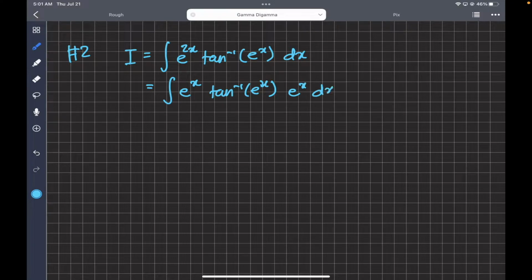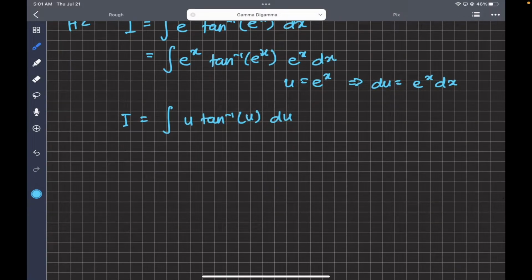Because if we use u is equal to e to the x, giving us du as e to the x dx, we can write everything as u inverse tangent of u du.